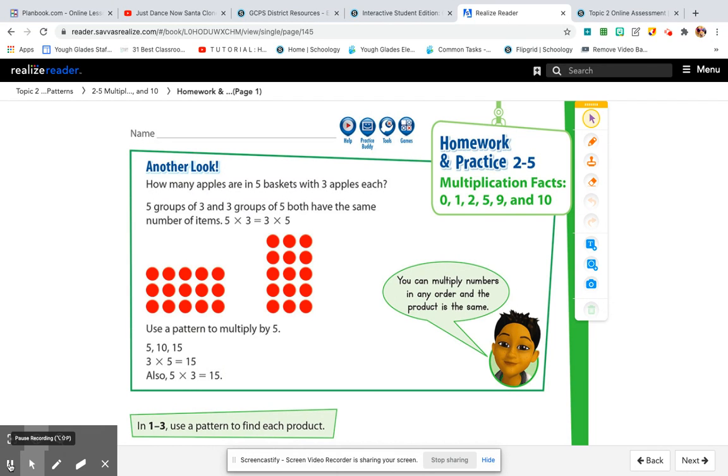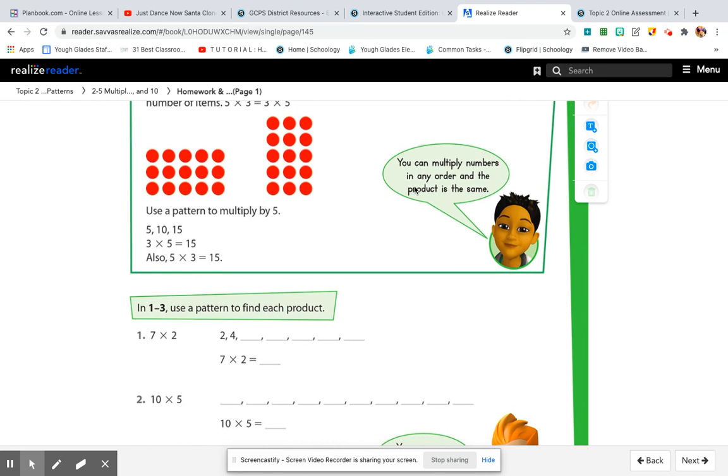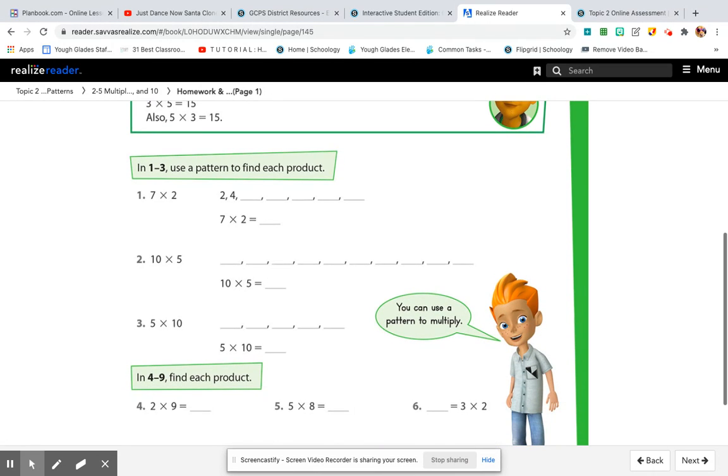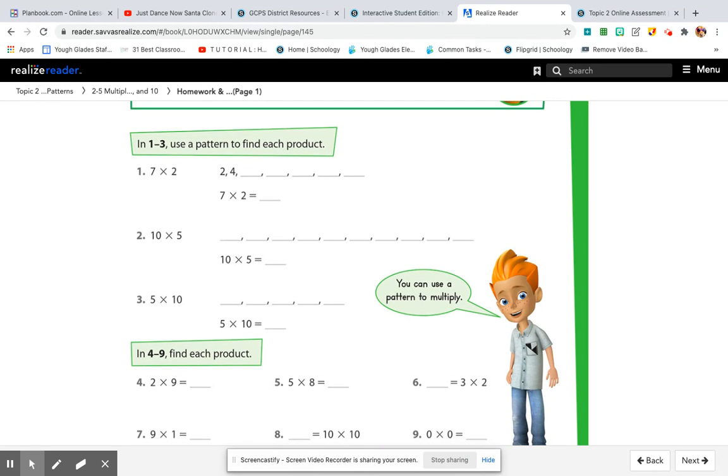So when we see 3 times 5, we can automatically say, oh, I see a factor of 5. That means I can skip count by 5 to find the answer. I know if I skip count up to 3 by 5s, I will receive my product. 5, 10, 15. 3 times 5 equals 15. And we also know, because of commutative property, that 5 times 3 is 15. So it says you can multiply numbers in any order and the product is the same. So that was a quick review on commutative property.